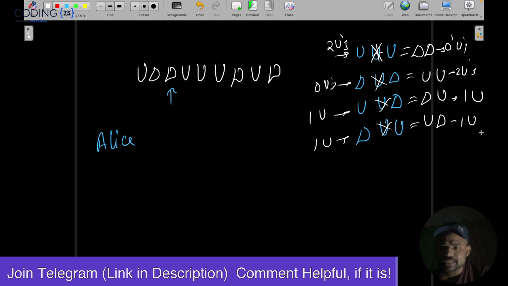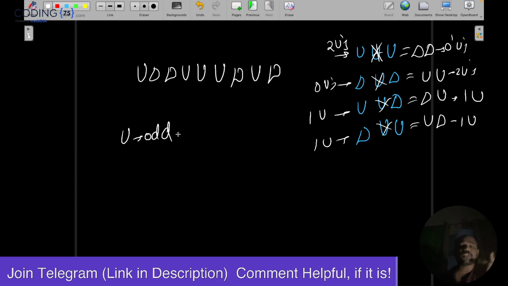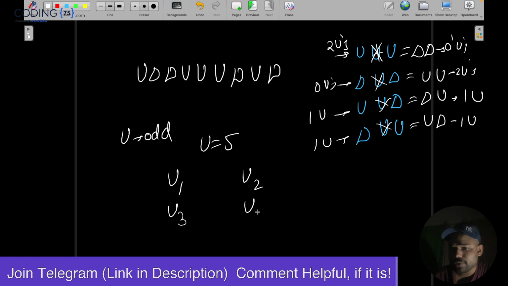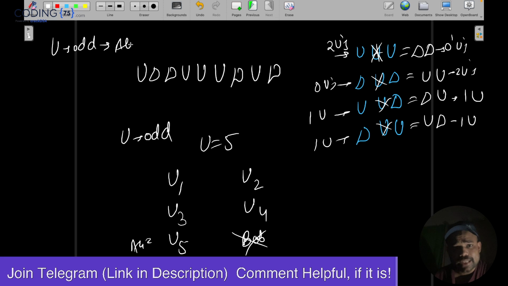So if you see, this is how the number of U's changes when we perform the operation. Now look guys. If the initial number of U's is odd, then obviously Alice will win. For example, there are 5 U's initially. First U Alice will take, second U Bob will take, third U Alice will take, fourth U Bob will take, and then the fifth U Alice will take, and then Bob cannot make a move, so Bob will lose. So if the number of U's is odd, then Alice will win, and if the number of U's is even, then Bob will win.